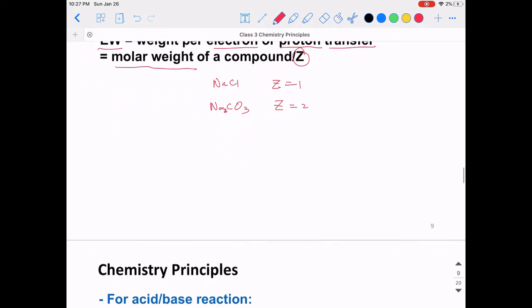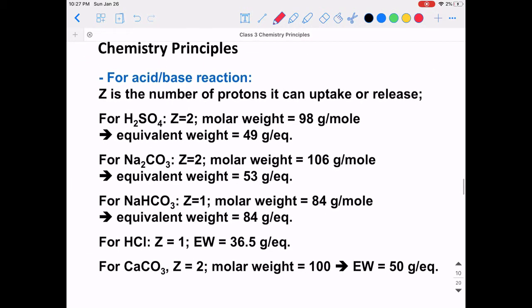So here I can give you some more examples. For example, for the acid-base reaction, the Z is the number of protons it can uptake or release. For example, if we're talking about sulfuric acid, we know that the sulfate ion carries 2 charges. So under this situation, the Z, which is the number of protons or electrons it can provide or release, is going to be equal to 2.